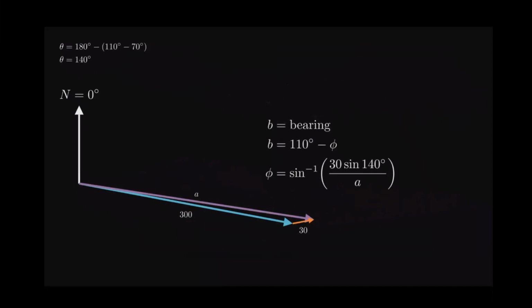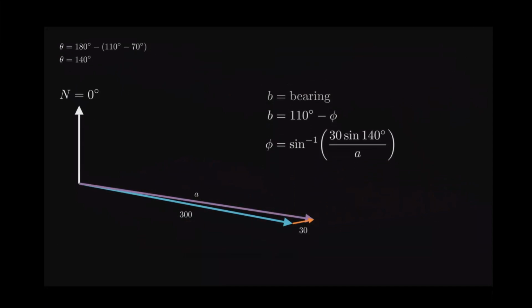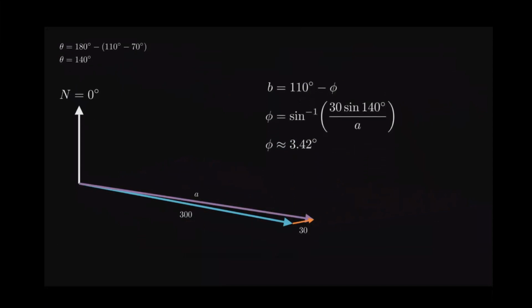We're expecting a small angle here. So only 3.42 degrees. And so to get the bearing, we take 110 minus that. And that's it.